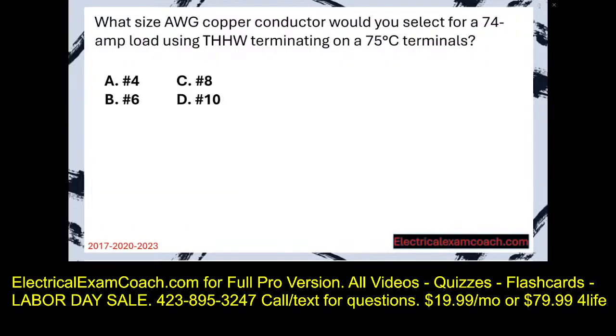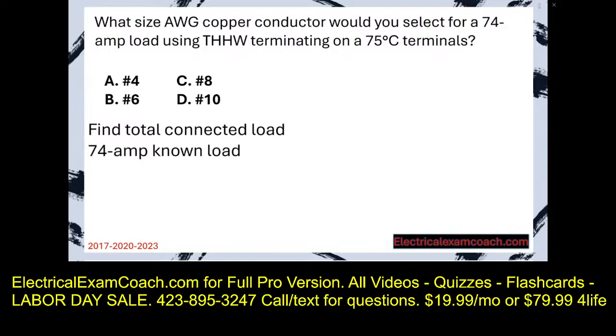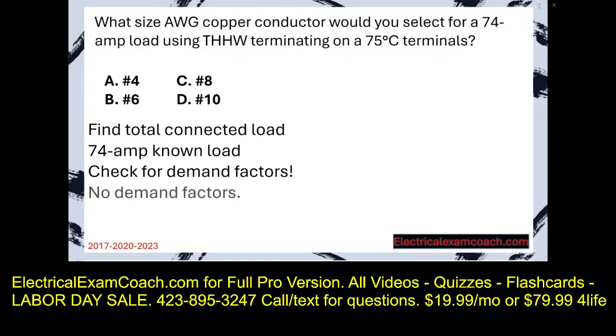What size AWG copper conductor would you select for a 74 amp load using THHW terminating on 75°C terminals? Step 1, find the total connected load. It's 74 amps. Now let's check for demand factors. Well, in this case, there are no specific pieces of equipment and no continuous load, so there are no demand factors. And we have to remember that our wire must meet or exceed the known load.